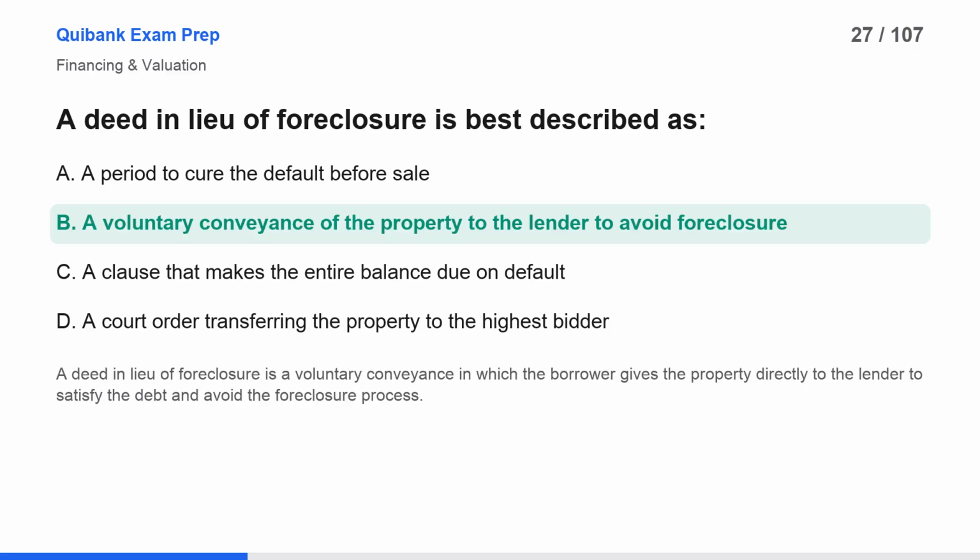The answer is B. A voluntary conveyance of the property to the lender to avoid foreclosure. A deed in lieu of foreclosure is a voluntary conveyance in which the borrower gives the property directly to the lender to satisfy the debt and avoid the foreclosure process.